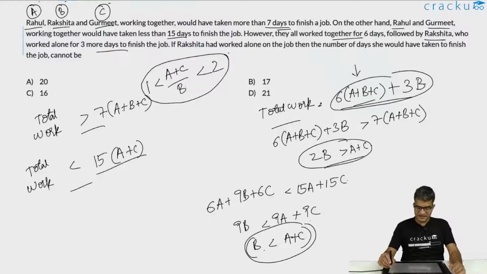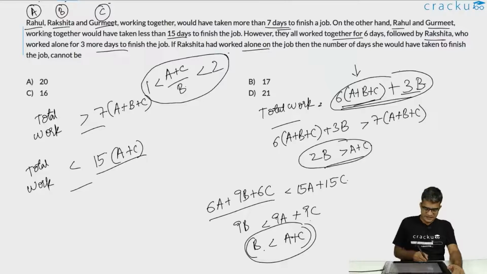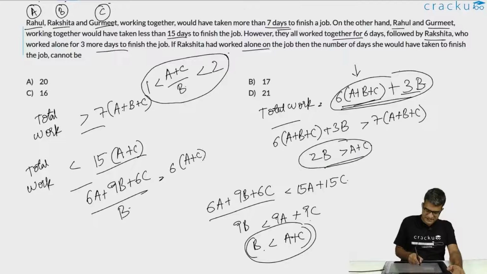What are we required to calculate? We are required to calculate, if Rakshita alone is working, how many days will she take to finish the job? What can we say about the number of days? The total work that needs to be done is 6 times (A plus B plus C) plus 3B, which is basically 6A plus 9B plus 6C. So the number of days Rakshita will take is (6A plus 9B plus 6C) divided by B. This is equal to 6 times (A plus C) divided by B, plus 9.